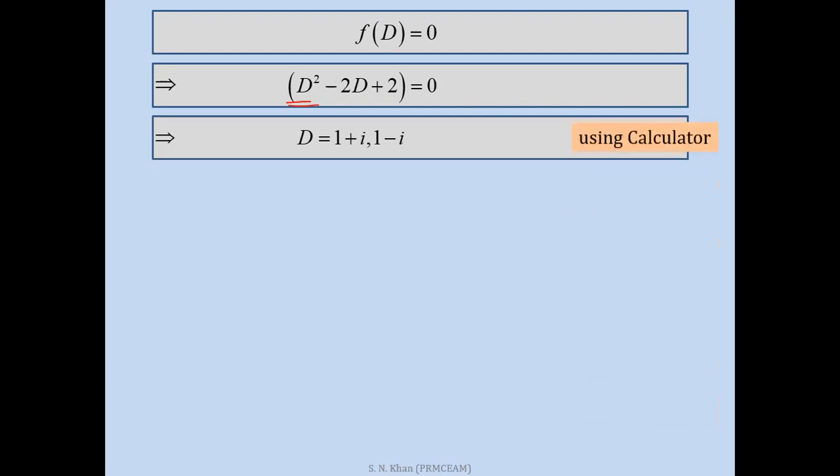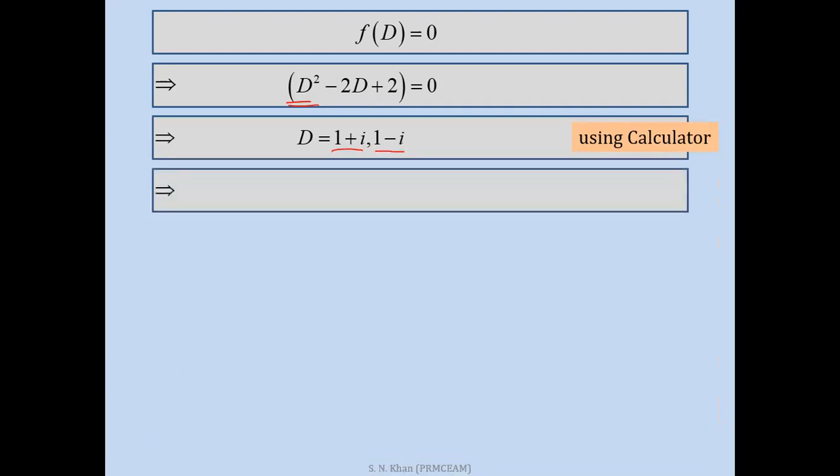So we got imaginary roots here. That's why I told you to use a calculator, because if you calculate it manually by hand, it will take a little more time. So D equal to 1 plus i and 1 minus i. Two roots are present here. The first root is 1 plus i, the second root is 1 minus i. And we can see that it is a complex pair, so we can write it in the form of 1 plus minus i. Okay. So D equal to 1 plus minus i.